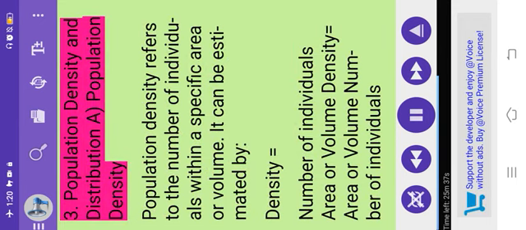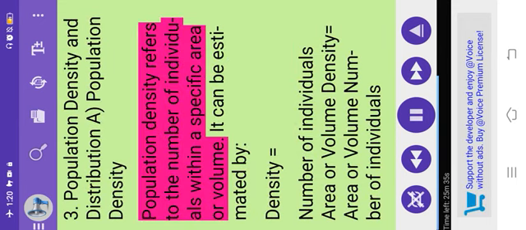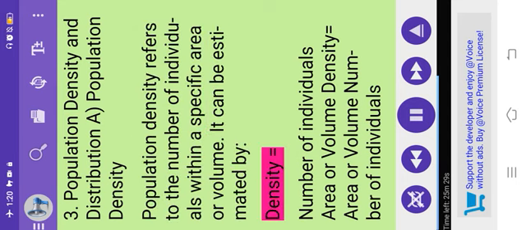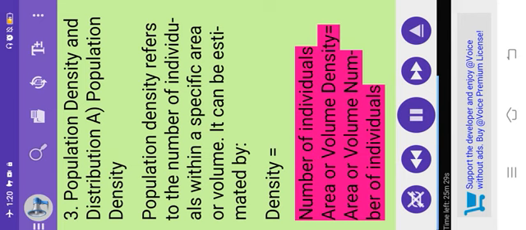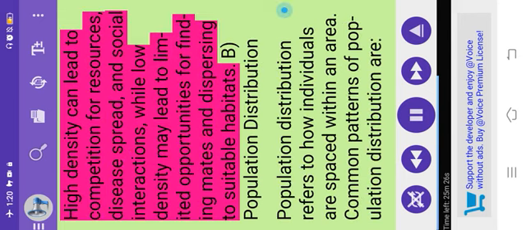A. Population density. Population density refers to the number of individuals within a specific area or volume. It can be estimated by density equals number of individuals divided by area or volume. High density can lead to competition for resources, disease spread, and social interactions, while low density may lead to limited opportunities for finding mates and dispersing to suitable habitats.